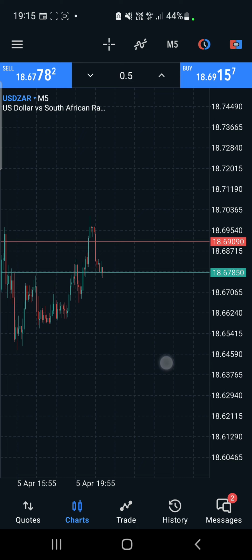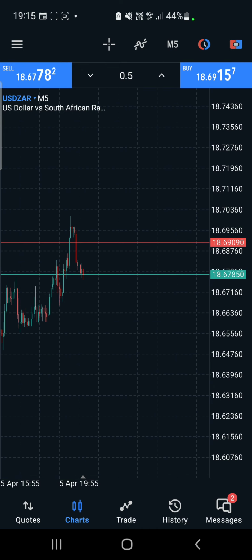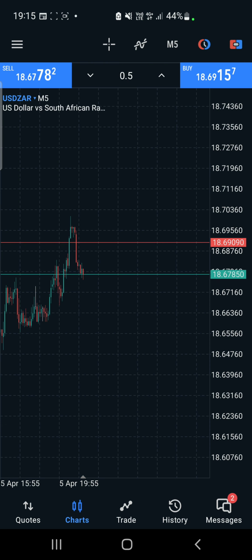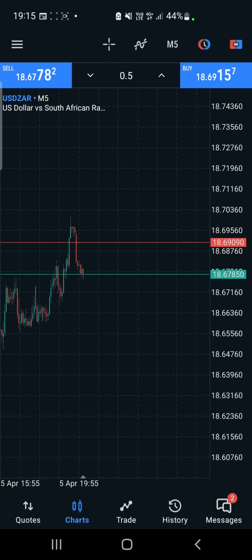So now, how do you make money? You can see there's a sell button and then there's a buy button. Hold on, let me open the demo so that I can demonstrate. A demo account means that it's virtual money. It's not real money, meaning that you can get as much as you want just to practice on.